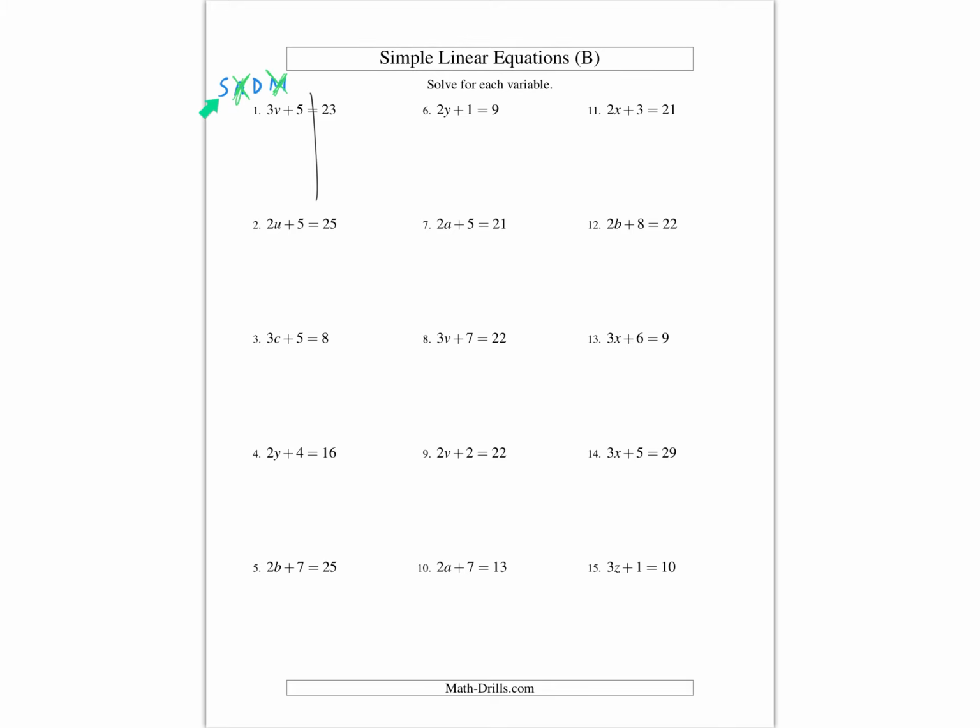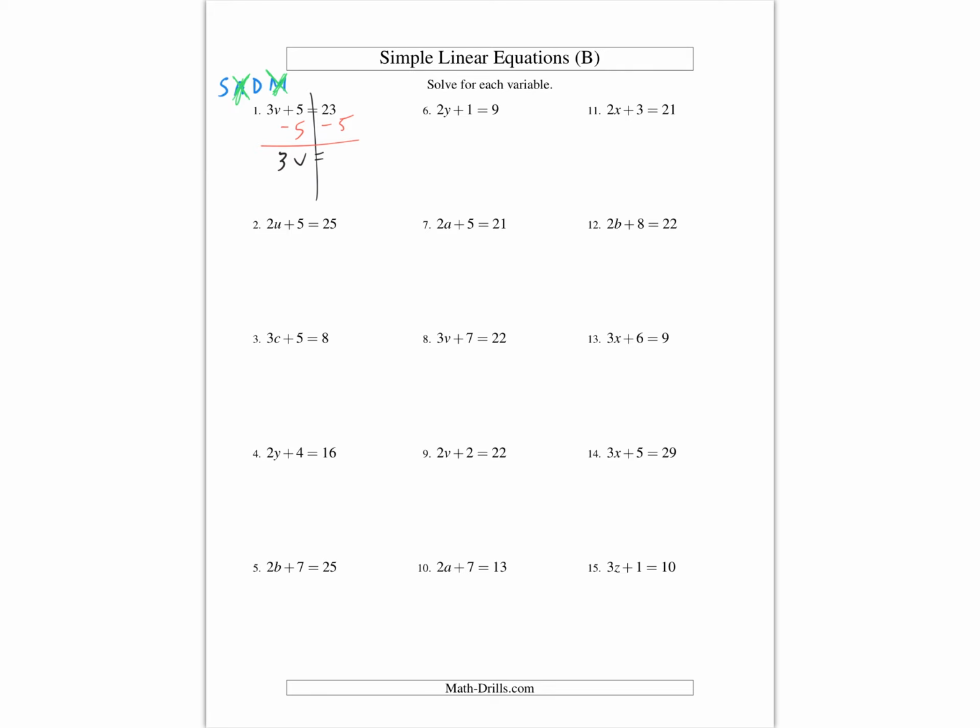So I'm going to subtract and then divide. So let's take a look here. What am I subtracting? Well, I was adding 5, so I'm going to do the opposite and subtract 5 from both sides. So on the left-hand side here, I've got 3v plus 5 minus 5. Those are gone. Plus 5 minus 5, that's 0. Gone. Nothing left. So I still have 3v on the left-hand side.